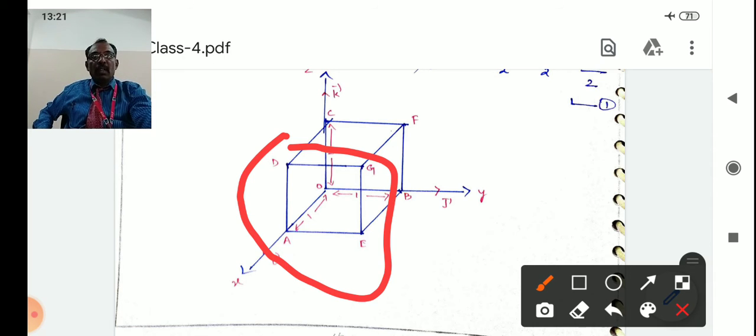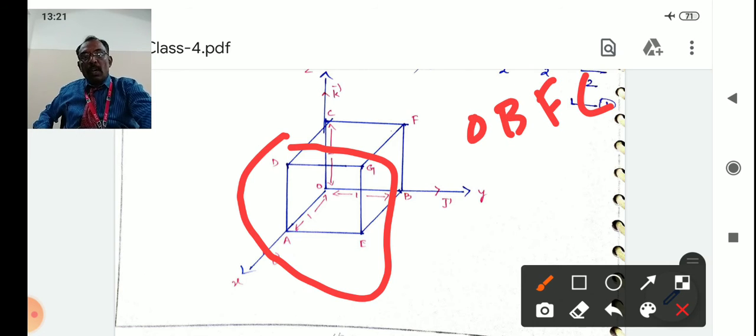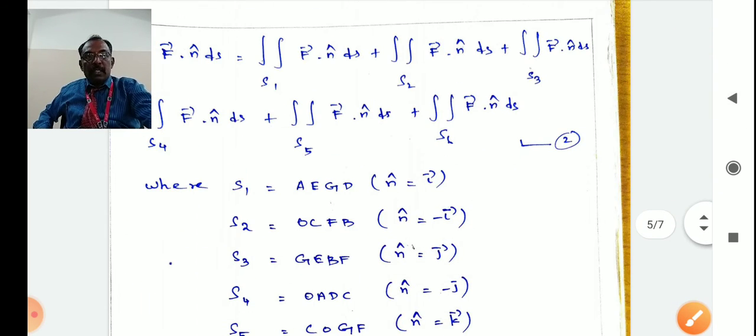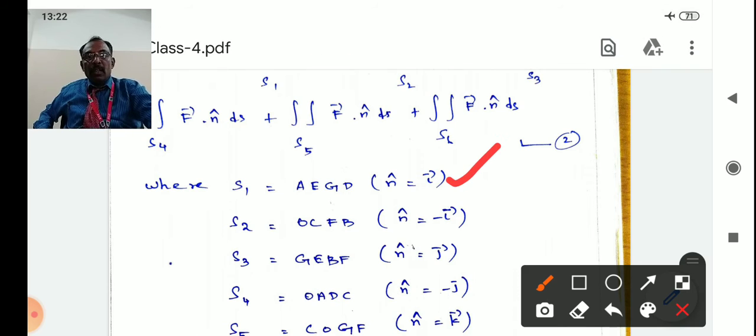This is S1. What about the S2 surface? S2 means opposite of S1, OBFC. What about n cap? N cap means the opposite direction of the x-axis. We get n cap is equal to minus i vector. So S1 is AEGD, here n cap is i vector; S2 is OBFC, n cap is equal to minus i vector.